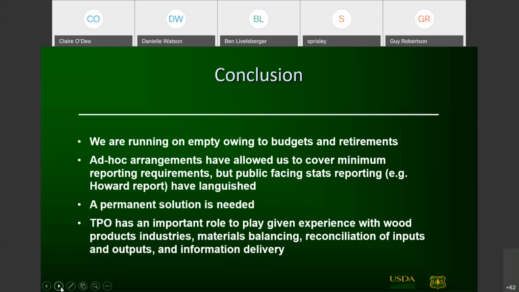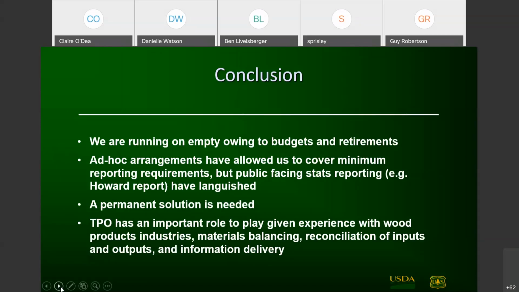Regarding wood products reporting at national scale, the Forest Service is increasingly challenged by retirements without specific hires to replace them. We've been able to meet our major reporting requirements through ad hoc arrangements, particularly through the hard work of people in FIA and TPO in particular. But there's no guarantee that these people will be available to do the work in the future. And perhaps more importantly, our public-facing data delivery has languished. A permanent solution is sorely needed.